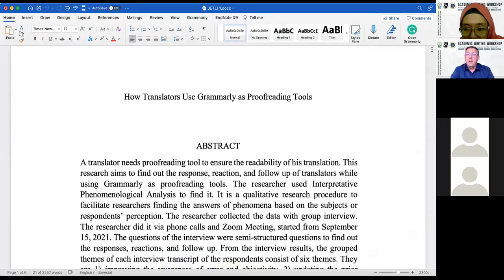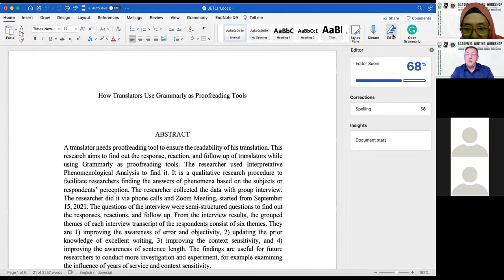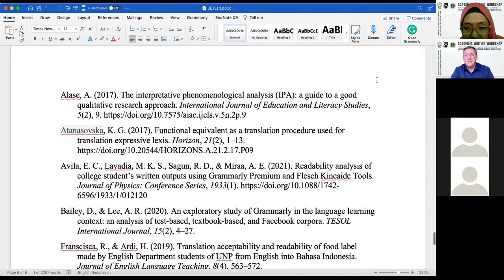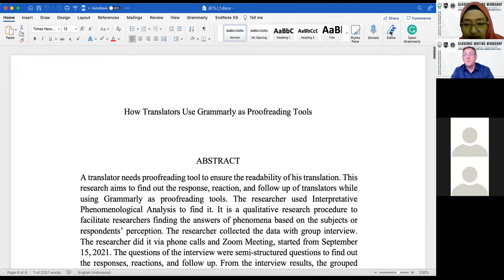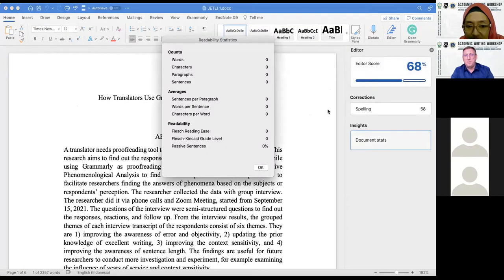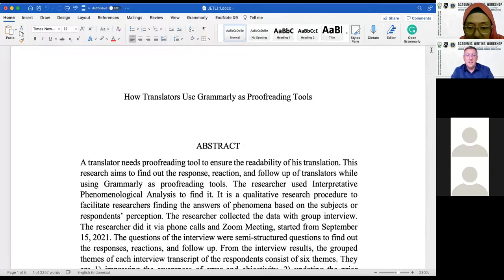So now, if you do not have Grammarly, Microsoft Word also has an editor function. And with this editor function, the score is 68. Well, that means this article has a lot of problems. It has a lot of spelling problems. But let's not worry about that right off the bat. Let's just quickly scan the article so we can get a better understanding.